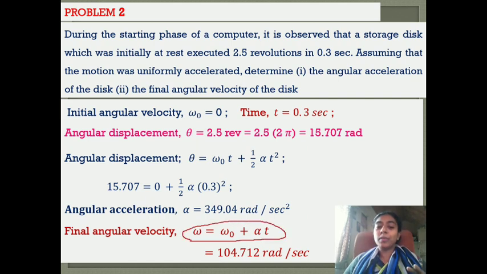Now the final velocity omega, we know v is equal to u plus at, so omega is equal to omega naught plus alpha t. So substituting omega naught is equal to 0, alpha is equal to 349.04 and t is equal to 0.3 seconds, we get omega is equal to 104.712 radians per second.